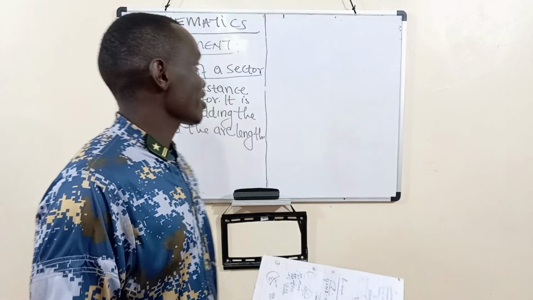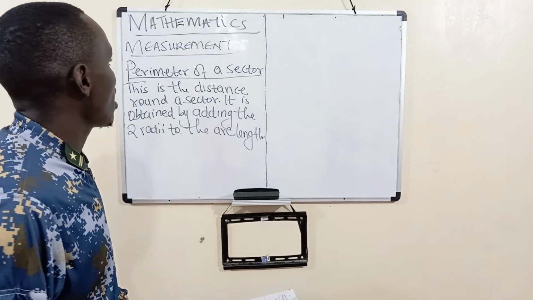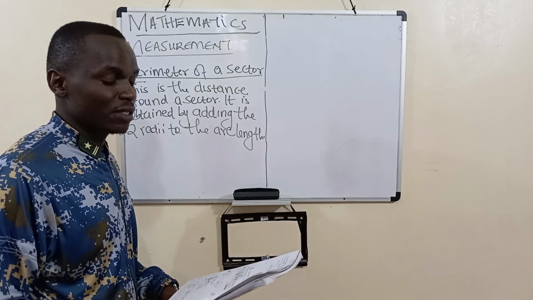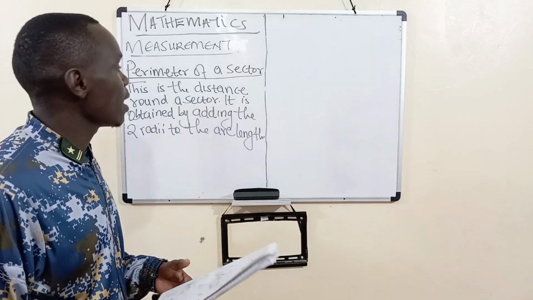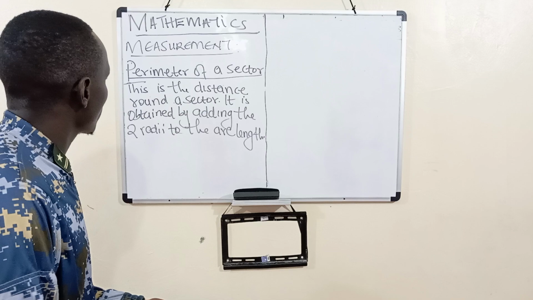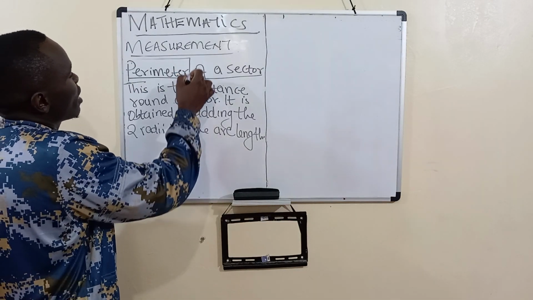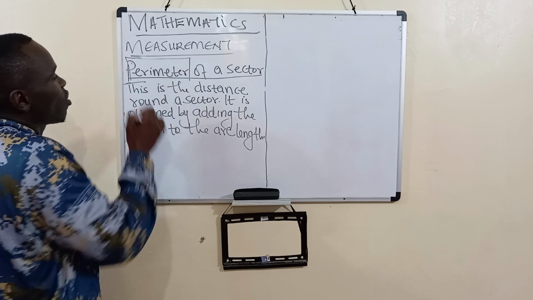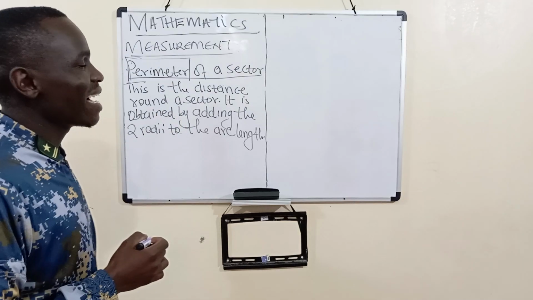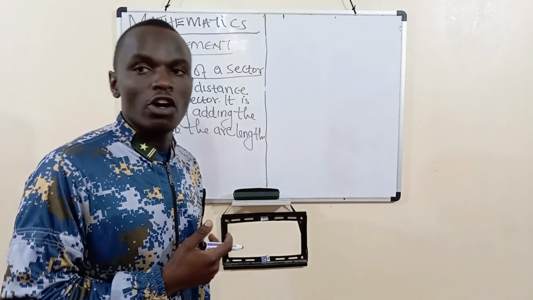All right. In this next lesson, I want us to talk about the perimeter of a sector, where we all know that perimeter is the distance all around of any shape or any object.